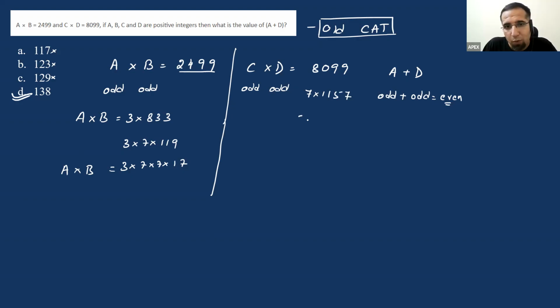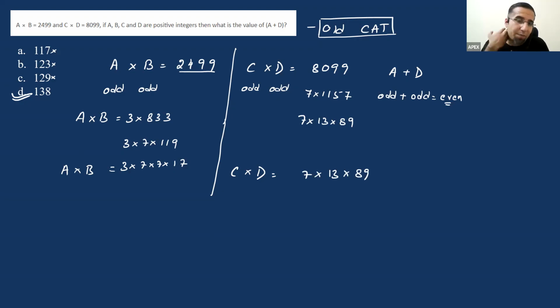Okay. Now 1157 is also divisible by 13 if you check. Now 13 into 8 is 104, which leaves 117 left, and 13 into 9 is 117. So C into D can take any of 7 into 13 into 89. And I repeat, 89 is a prime number. That's why I stopped there.